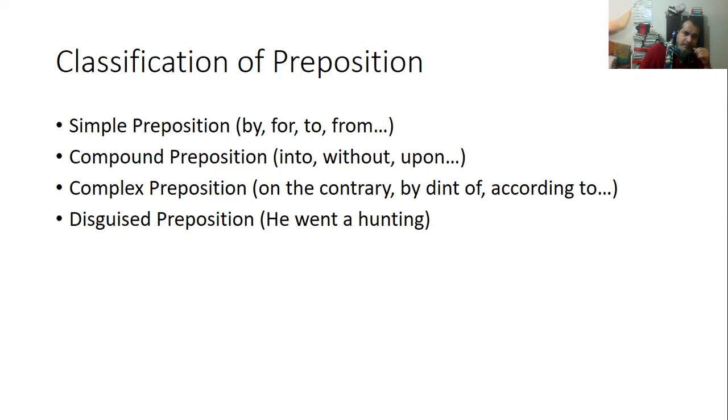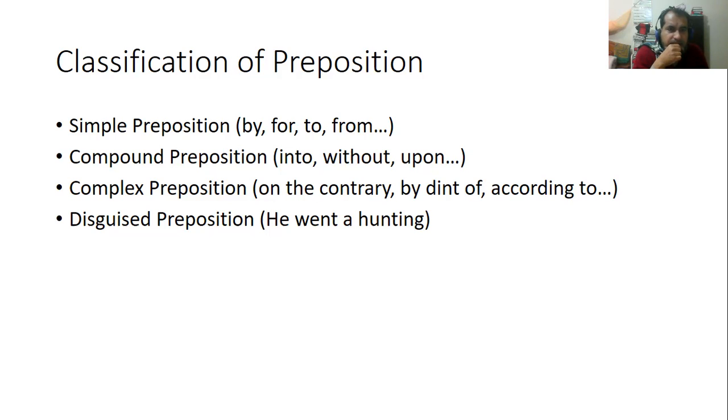The third one is complex prepositions. That means 3 or more words in a preposition: according to, by dint of, in search of, on the contrary. So these are the complex prepositions, and these are very important in any English text. You'll come across these prepositions very often in any English novel or even in your English text.